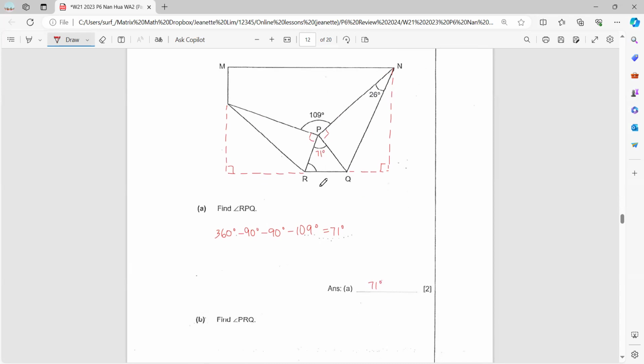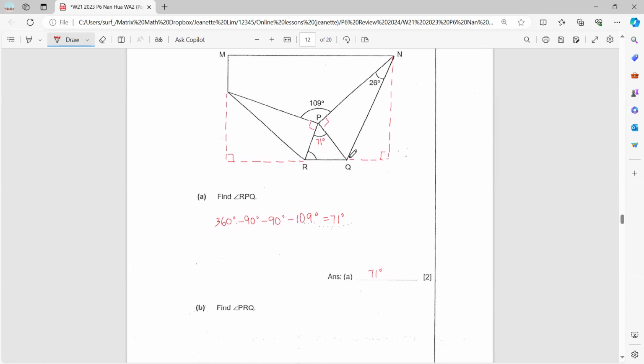Part B, find PRQ. Okay, to find PRQ, the only thing you're missing in this triangle is PQR. How do you find PQR? To find PQR, this is 180 minus of this and this. They are actually the same. Like this here and here, right? They're actually the same because it unfolds to this part here. So to find this, 180 minus 90 minus 26. That's your PQN.